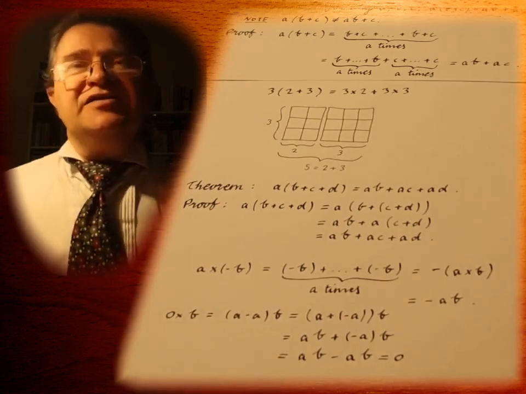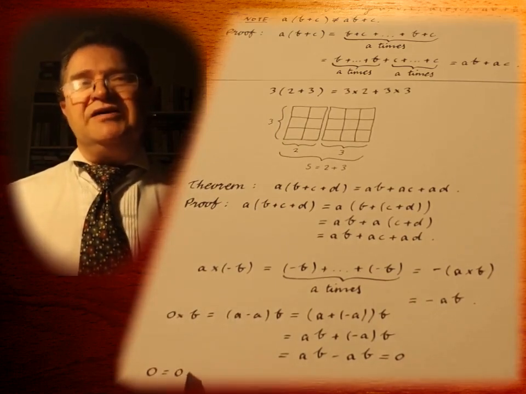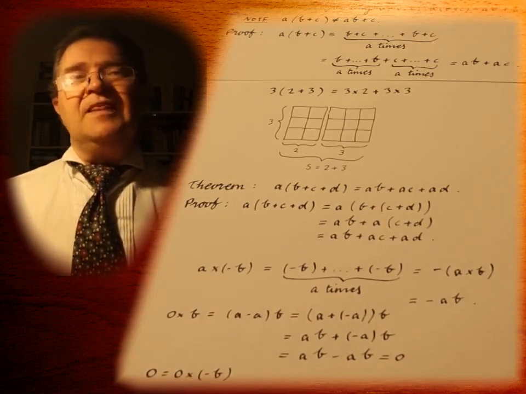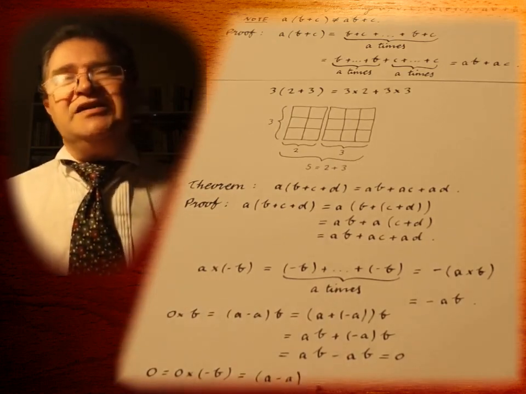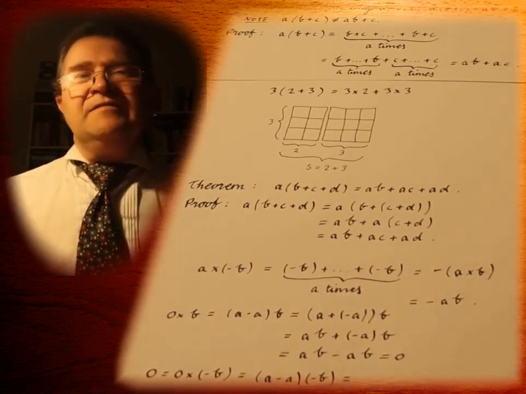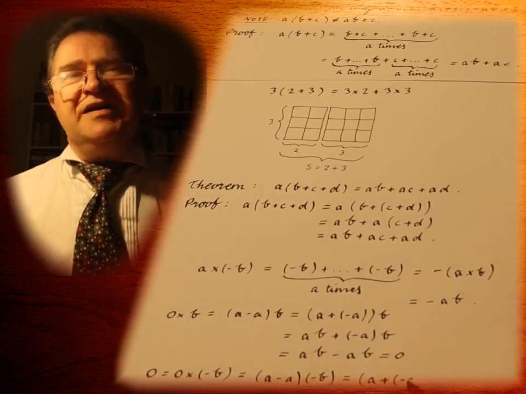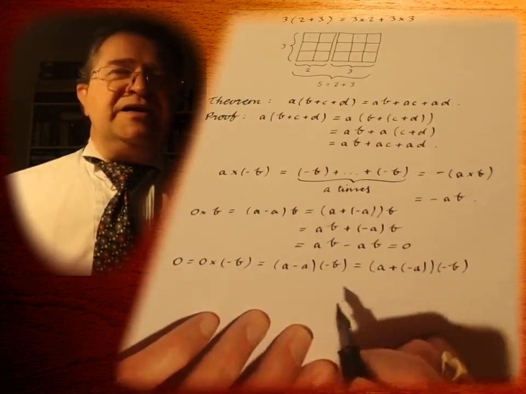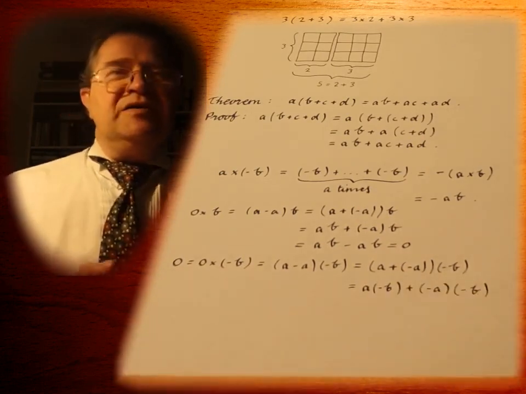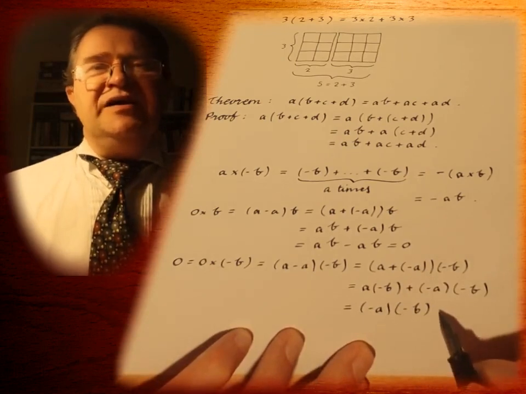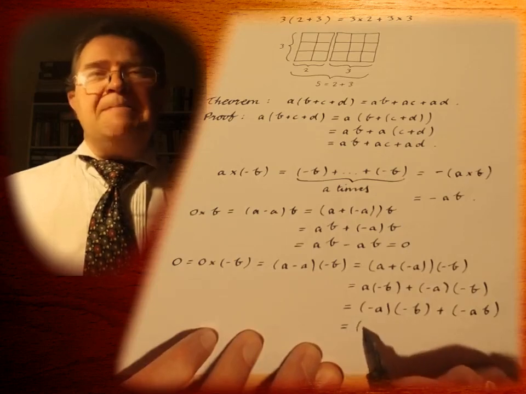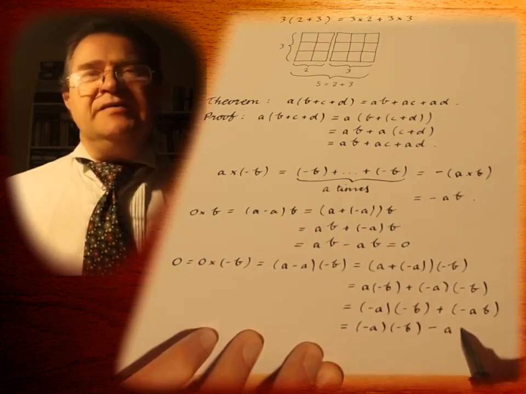Now consider again that 0 is equal to 0 times minus b, because we've just shown that 0 times anything is 0. And this is a minus a times minus b. Anything minus itself is 0. This is a plus minus a times minus b. A times minus b plus minus a times minus b, which is minus a times minus b plus a times minus b, is minus a times minus b minus a times b.